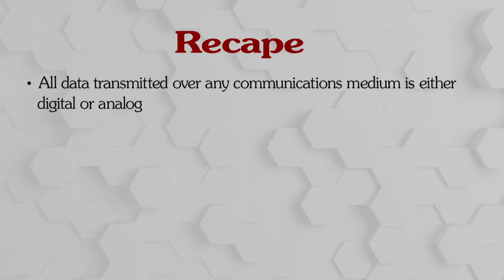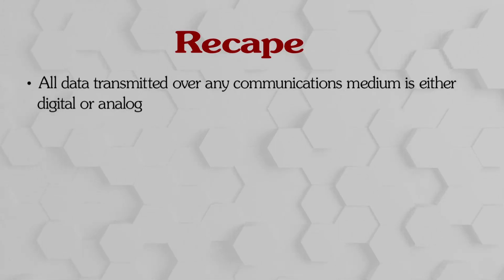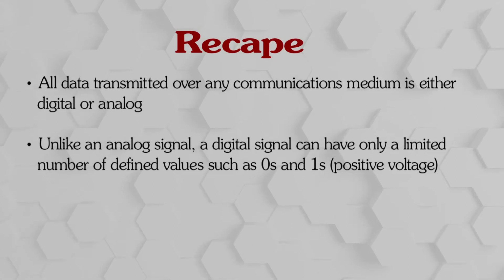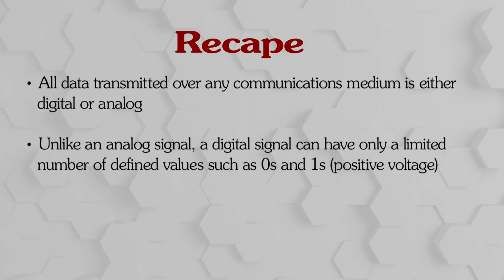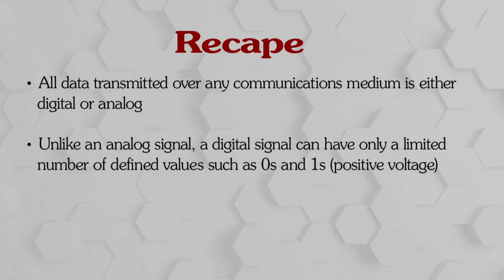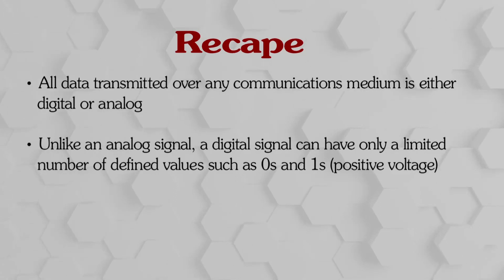The communication medium could be anything: twisted pair, coaxial cable, fiber optics, satellite, any kind of medium one can think of. Unlike an analog signal, a digital signal can have only a limited number of defined values, such as 0 and 1, this positive voltage or negative voltage. Analog can have many values, but in digital we have only 0 and 1 in terms of voltage, high voltage or low voltage.